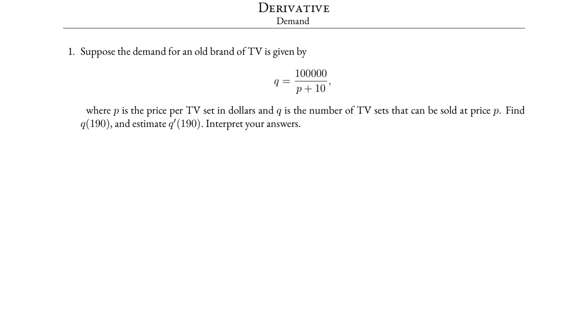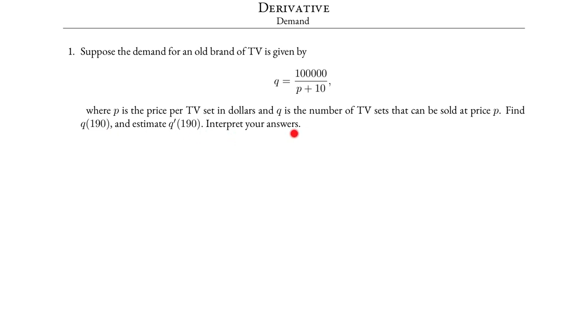Suppose the demand for an old brand of TV is given by Q equals 100,000 over P plus 10, where P is the price per TV set in dollars and Q is the number of TV sets that can be sold at the price P. Find Q of 190 and estimate Q prime of 190.